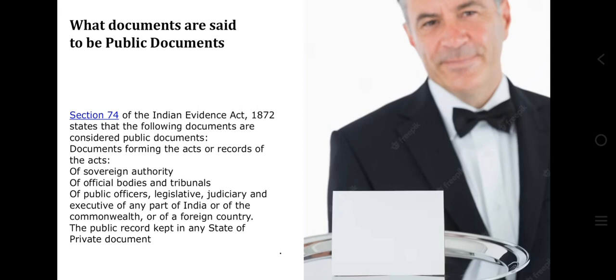What documents are said to be public documents? According to Section 74 of the Indian Evidence Act 1872, the following documents are considered as public documents. Documents forming the acts or records of the acts of sovereign authority, of official bodies and tribunals, of public officers, legislative, judicial and executive, of any part of India or of the Commonwealth or of a foreign country. The public records kept in any state of private documents.